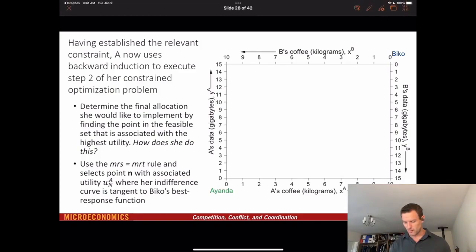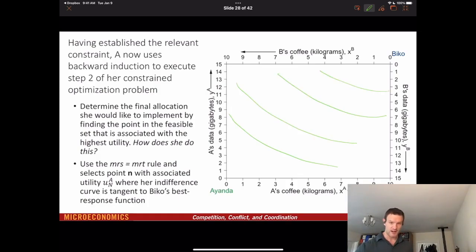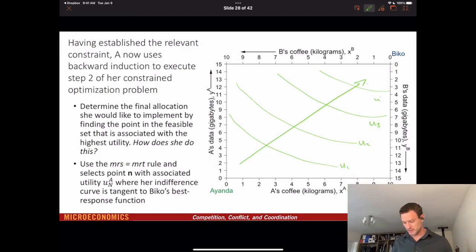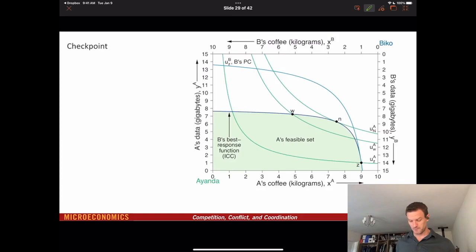So just as a reminder, when we think about the Edgeworth box, we have many indifference curves for Ayanda in the Edgeworth box. And it's better for Ayanda as we move higher up or more to the northeast in the Edgeworth box for her. Okay, so when we're thinking about that, she wants higher utility. So we can think about this U1, U2, U3, U4, and so on. So we have to keep that intuition in mind when thinking about her trying to maximize her utility subject to his best response function.